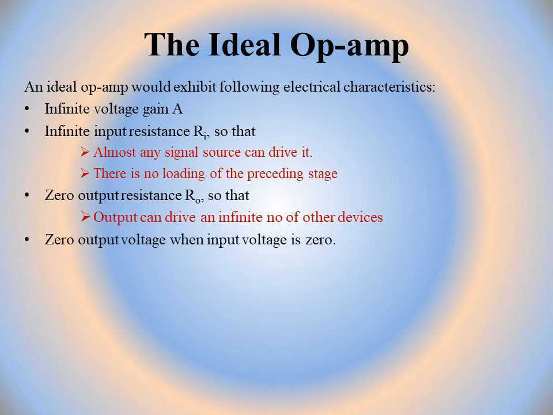The next requirement is zero output voltage when input voltage is zero. So if there is no input, there should be no output. However, due to mismatching of stages in a practical op-amp, there is a certain amount of output voltage in spite of zero input voltage. That we have discussed in offset null voltages.